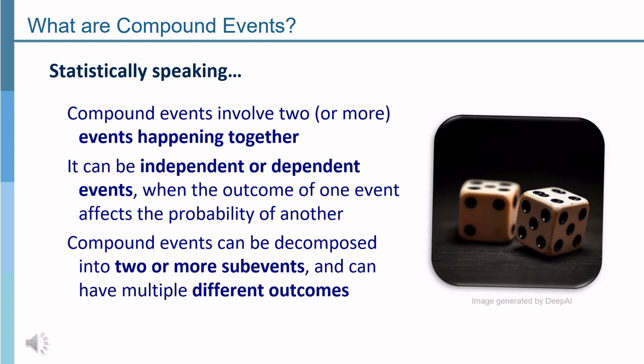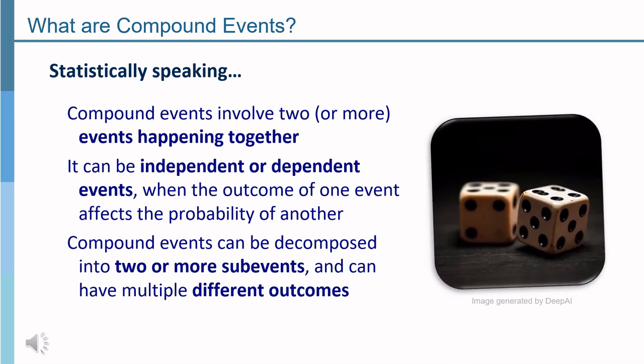Rolling two dice, for instance, is an example of a compound event. Given that the two dice are rolled at the same time, we could be interested in knowing, for instance, the probability of getting a sum of 11, as shown in the figure.